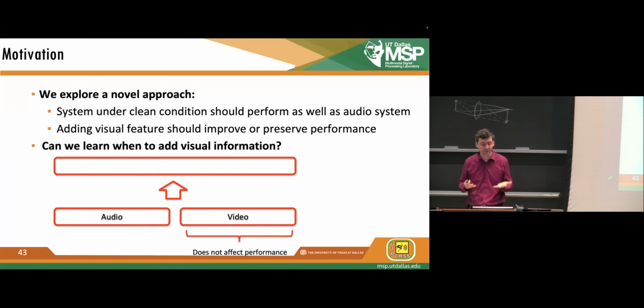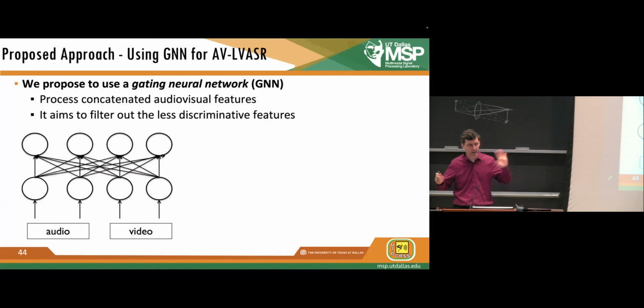A disclaimer here: this was done a couple of years ago, when we were still using HMMs. So you will see some HMM formulations here. The way that we wanted to formulate the problem is this idea of a filter, using a gating neural network to filter some of the information that we don't want.